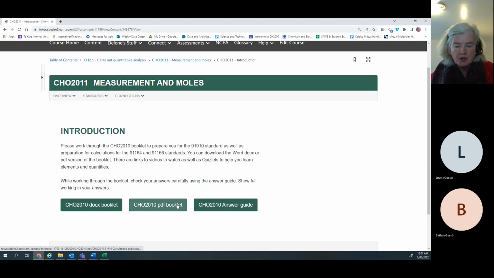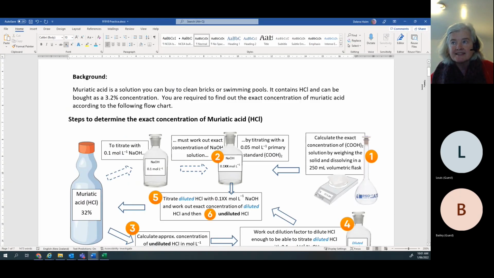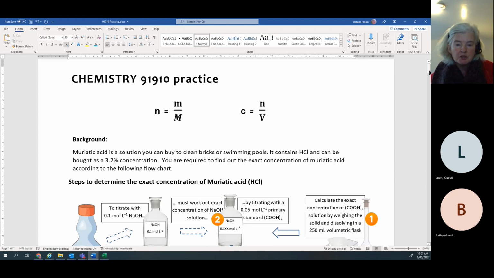So you work through the booklet. This is your preparation. Otherwise, you don't work through the module. Now that you've done all that, what we're going to be focusing on now is an exemplar of what you will be doing in the assessment task. So there's two parts. There's a part that you do beforehand, before you go.